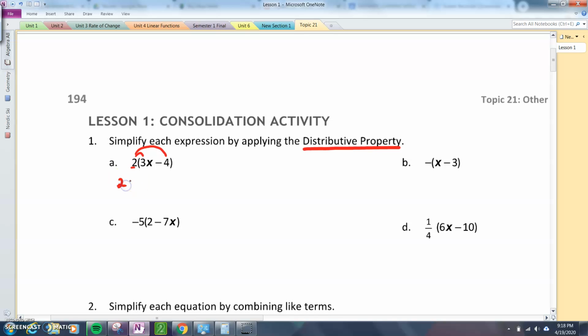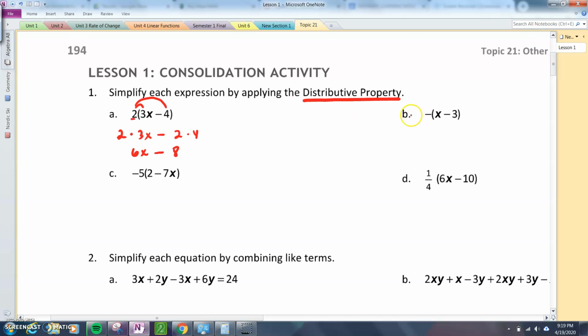So you're going to have 2 times 3x, and then you're also going to have minus 2 times 4. And if we simplify here, remember we need to do multiplication first. We're not subtracting right away. So 2 times 3x, we just multiply the 2 and the 3, and then of course by the x, leaving us 6x, and then 2 times 4 is 8. So that is the distributive property simplified. And then of course on your own do B, C, and D.